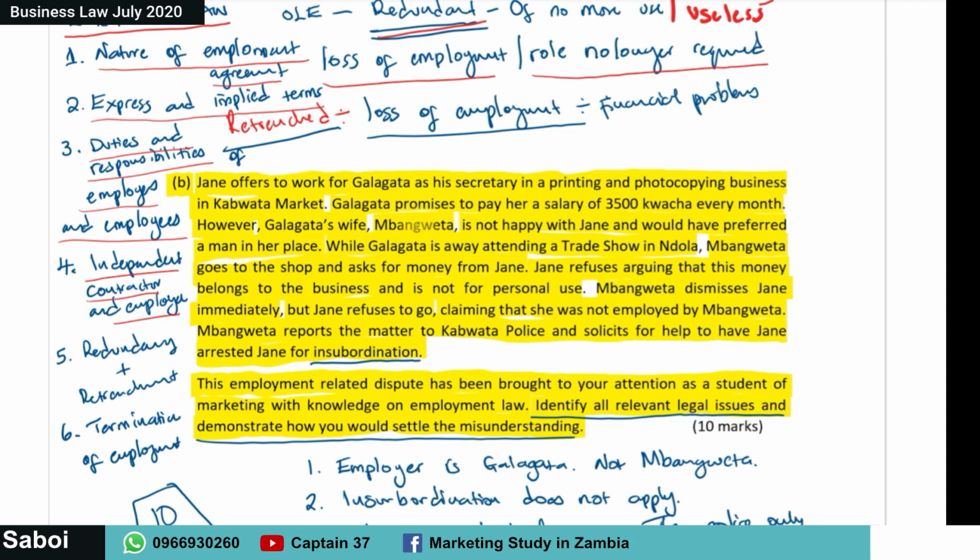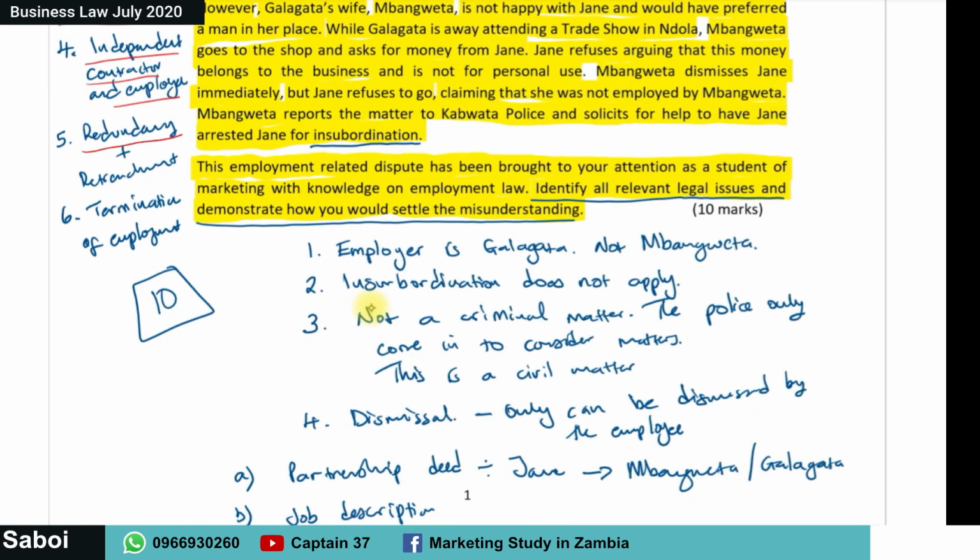This is where the concept of employment contract for service and contract of service comes in. You need to know that. Let me write it down. You need to know the difference between contract for service and contract of service. To continue, you need to appreciate redundancy and retrenchment, and you need to know and understand termination of employment.